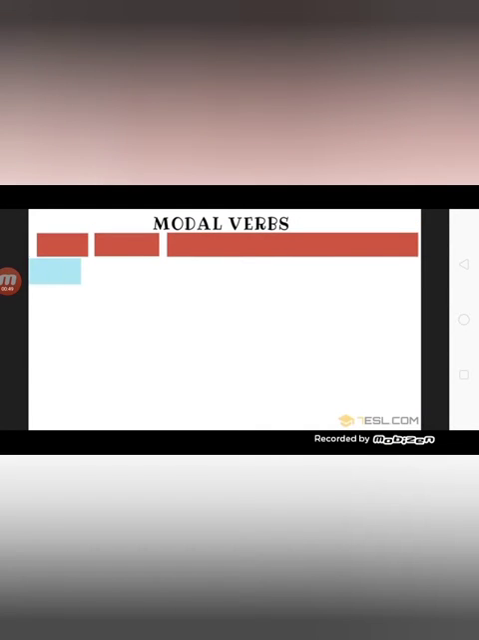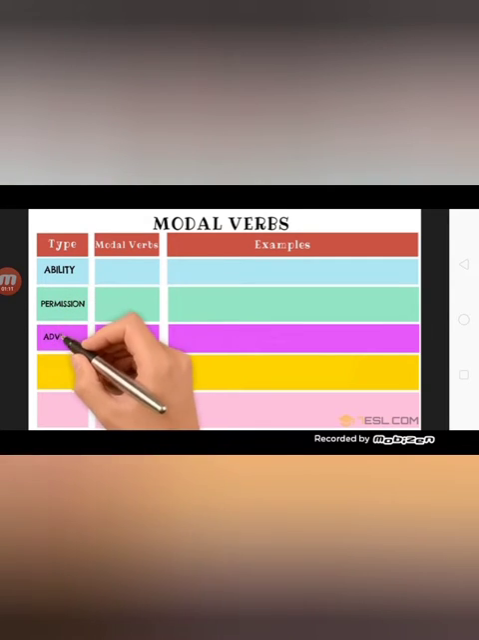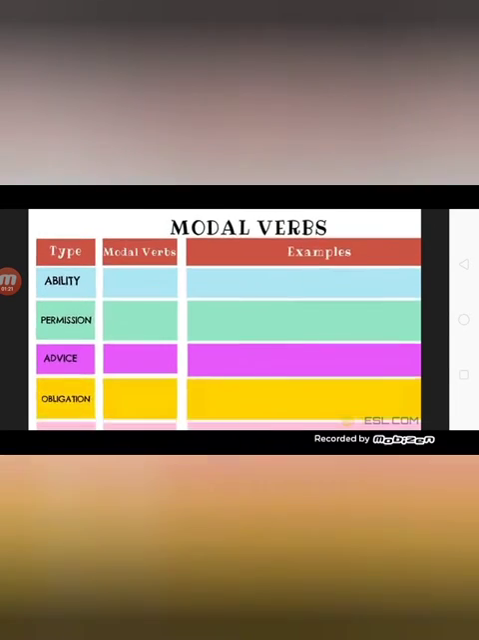Modal verbs. Now, what types of modal verbs we have, we'll see according to the categories, and next, what kind of modal verbs are used in those types, with a few examples. So the first type is ability, to show the ability. The second type is to ask for permission. Third, to give advice. The fourth one, obligation, or it could be the necessity. And the fifth one is possibility.